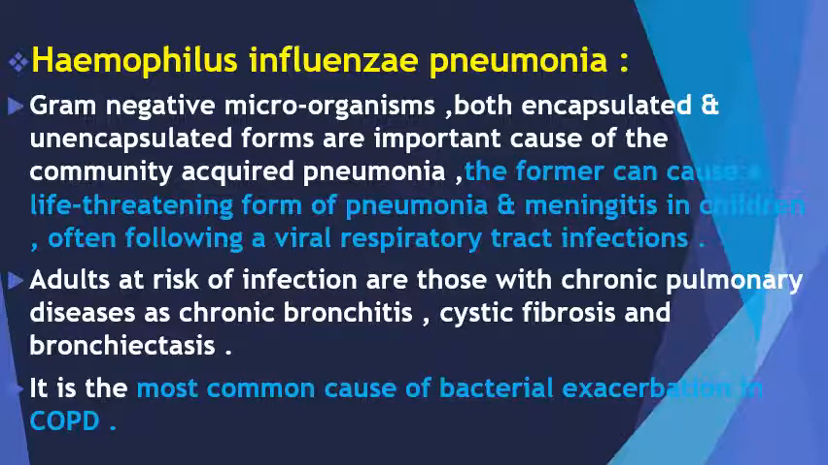The other type of bacteria that cause pneumonia, actually one of the most serious, is gram-negative. Actually, gram-negative microorganisms cause more severe pneumonia than gram-positive. Haemophilus influenzae is a gram-negative microorganism. Both encapsulated and non-encapsulated forms are important causes of community-acquired pneumonia.